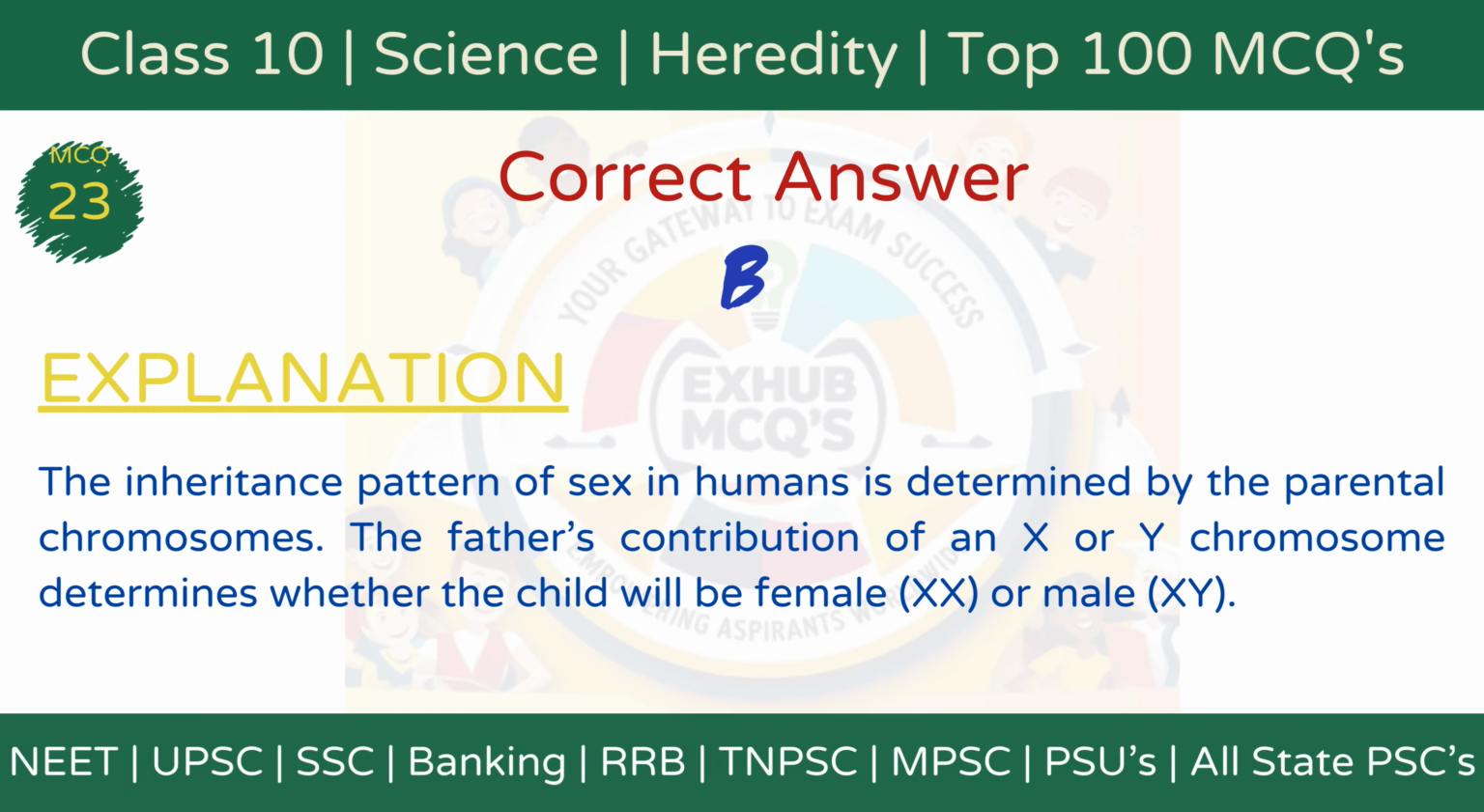The correct answer is option B, parental chromosomes. Explanation: the inheritance pattern of sex in humans is determined by the parental chromosomes. The father's contribution of an X or Y chromosome determines whether the child will be female, XX, or male, XY.